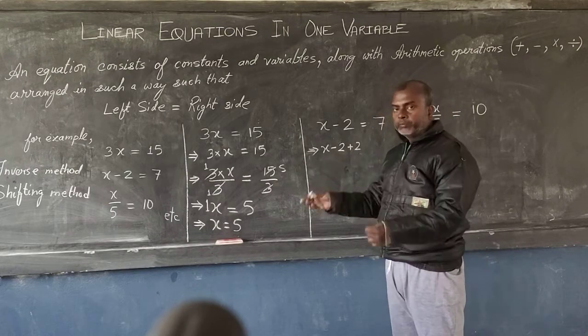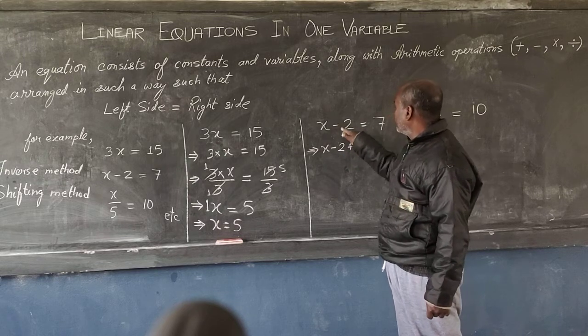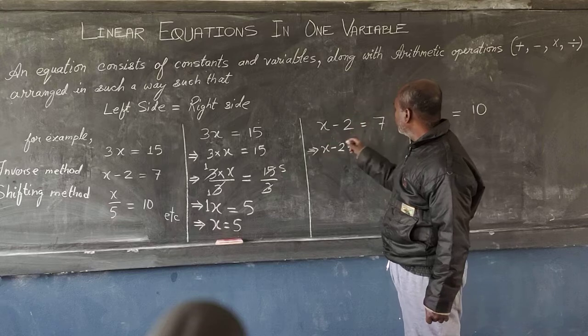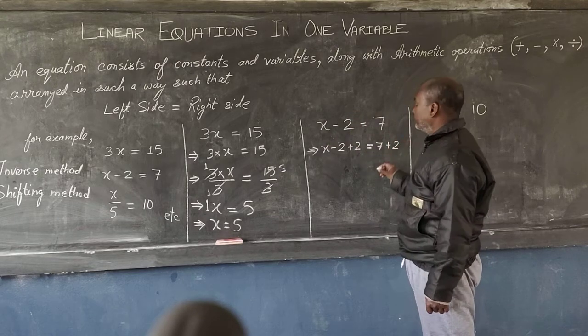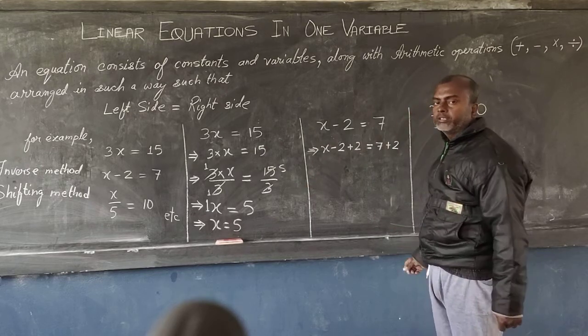By the inverse method, inverse means opposite. If there is a minus sign, we give a plus sign. And minus 2 is there, so I have to give plus 2. So what did I do on the left side? Plus 2. So on the right side also plus 2. Remember, whatever you do on the left side of an equation, the same thing you have to do on the right side of the equation.